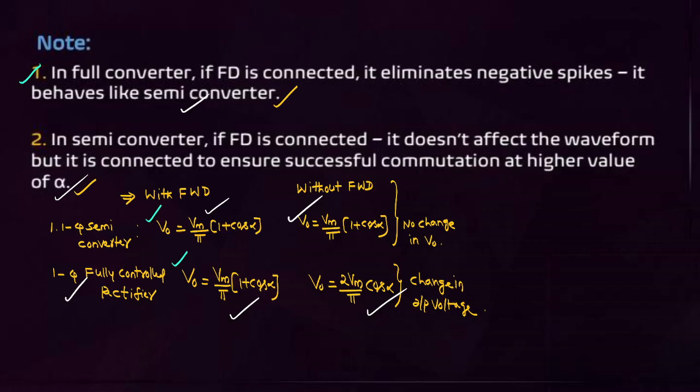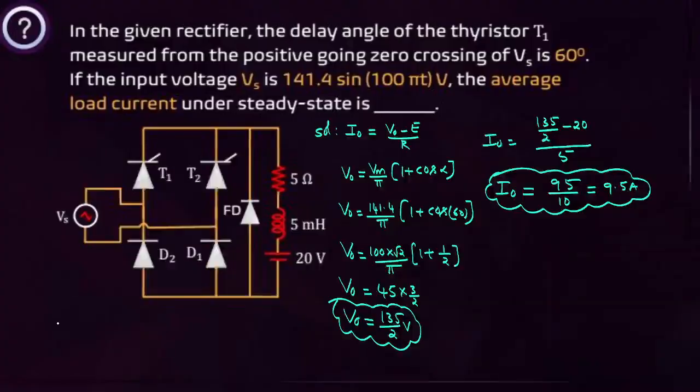But in a semi-converter, with or without the freewheeling diode, there is no change in the output voltage waveform, because there are no negative spikes here. With the freewheeling diode case, this value; without the freewheeling diode case, this case. Then always, the average output voltage in a full wave rectifier with the freewheeling diode, friends, is always greater than the average output voltage without the freewheeling diode. The reason: in the case without the freewheeling diode, there are negative spikes. Because of those negative spikes, the average voltage is reducing.